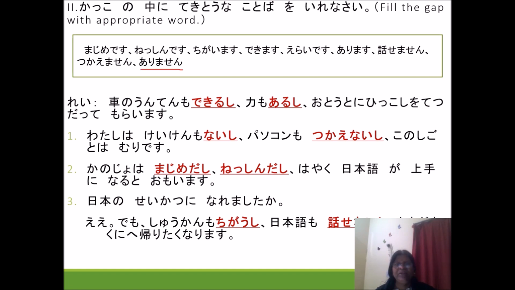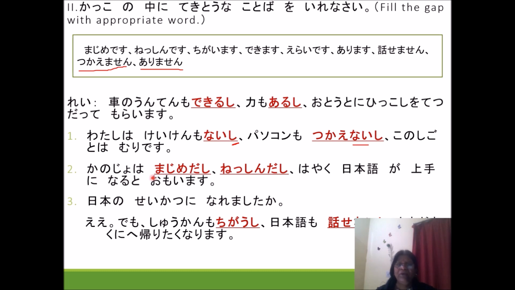Arimasen, nai, plain form because you are using shi, so it takes plain form, nai shi. Pasokon mo tsukaemasen, so tsukaenai shi. Kono shigoto wa muri desu. As I don't have experience and also I cannot use a personal computer, so this job is difficult for me.